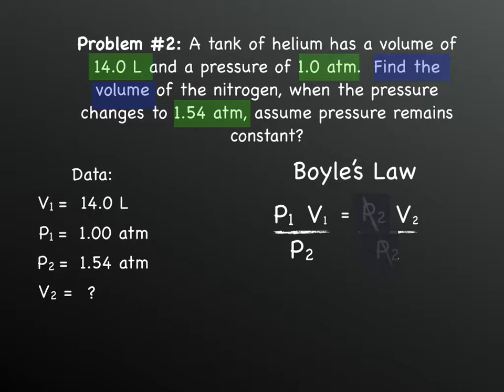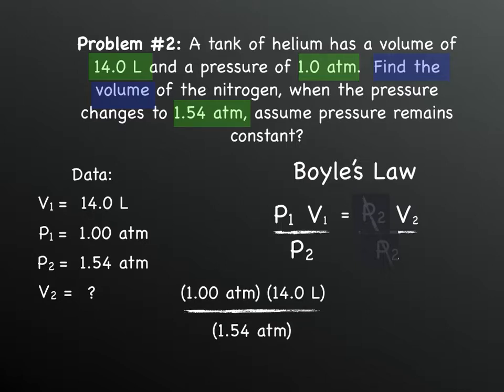Easy part now, plug in your values: P1, V1, and P2. Look at your units. The units that will cancel out here are atmospheres. Do the math. 1 times 14 divided by 1.54 gives you a result of 9.09 liters.